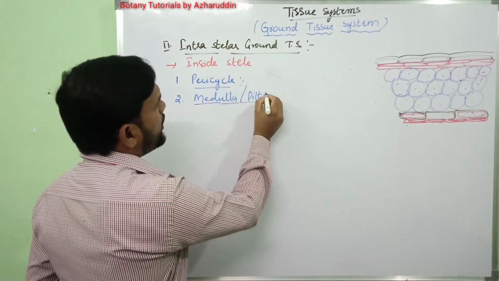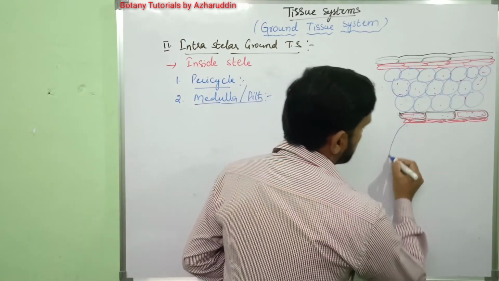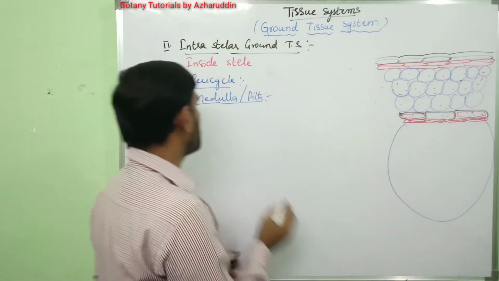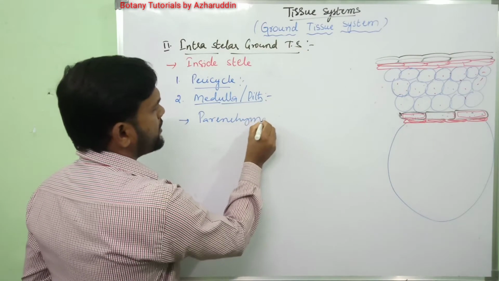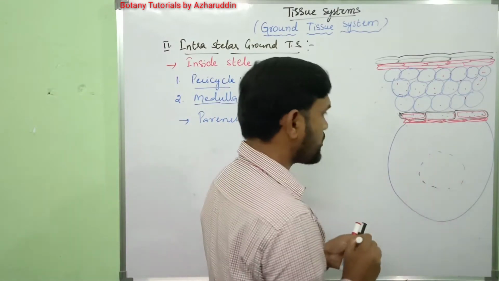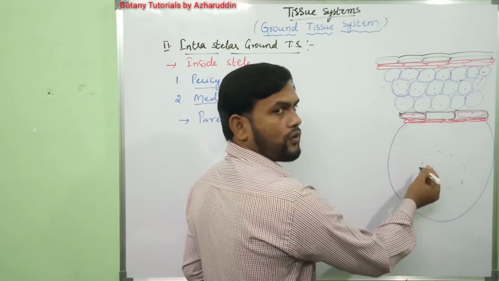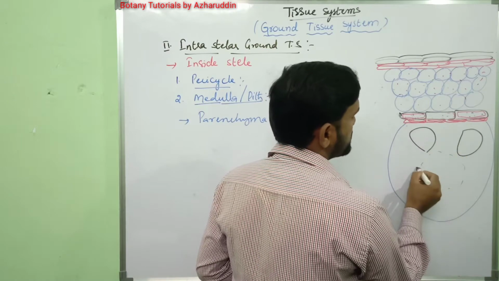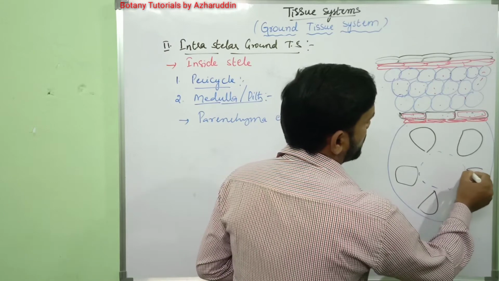Second one is medulla or pith. The central part of the stele is occupied with thin-walled parenchyma cells. This parenchymatous tissue is surrounded by vascular bundles. This is pith, comprising thin-walled parenchyma cells, and vascular bundles are present around the medulla. Do you understand?